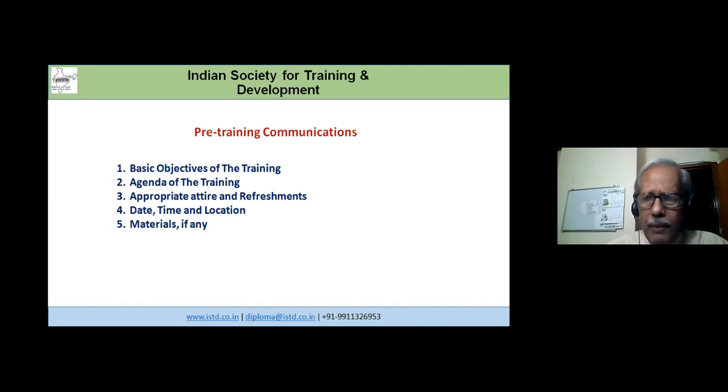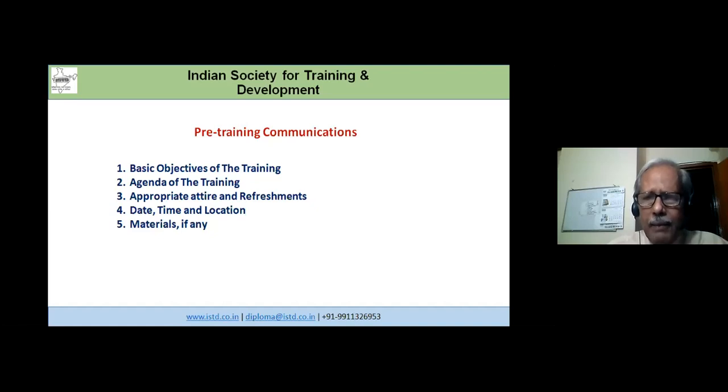Appropriate attire and refreshments: the trainees are interested in the facilities also. So what is the dress code, or if there is anything, how they are supposed to be there, what kind of refreshments they are going to get. It creates an impact on their expectations from the training. They feel better. So those things are to be communicated to the trainees in advance.